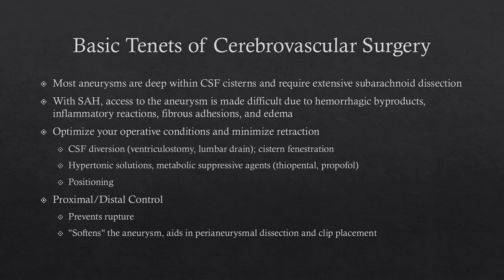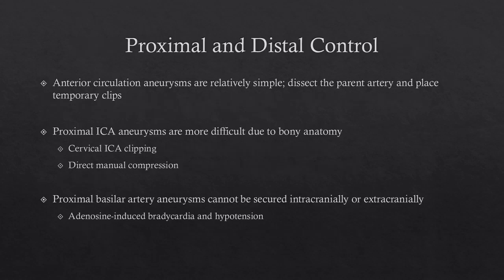Next, it is important to consider and accomplish proximal and distal control of the aneurysm. Securing control of blood flow both proximally and distally to the aneurysm can prevent a devastating hemorrhage in the event of an intraoperative rupture. It can also soften the aneurysm and aid in perianeurysmal dissection and eventual clip placement. Further on proximal and distal control, in many aneurysms of the anterior circulation, proximal and distal control can be accomplished relatively simply by dissection of the parent artery proximal and distal to the aneurysm in question, and placement of a temporary clip at both locations.